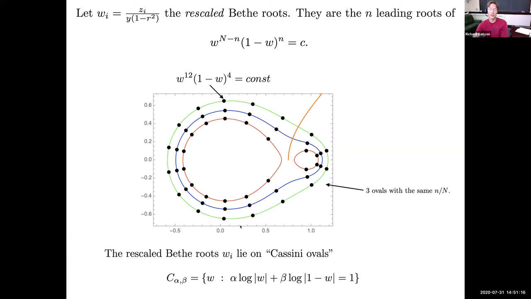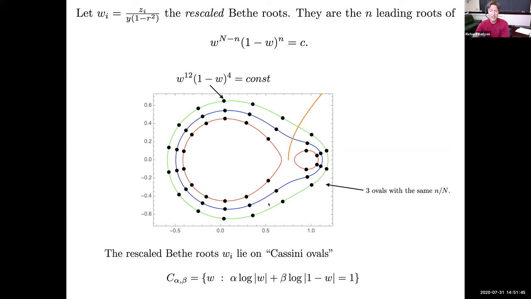These ovals are called Cassini ovals, right? The rescaled beta roots lie on some ovals, which are kind of like logarithmic analogs of ellipses. The Cassini oval, C alpha beta, is a set of complex numbers such that if you take alpha times the log of the distance to the origin plus beta times the log of the distance to one, you get one.